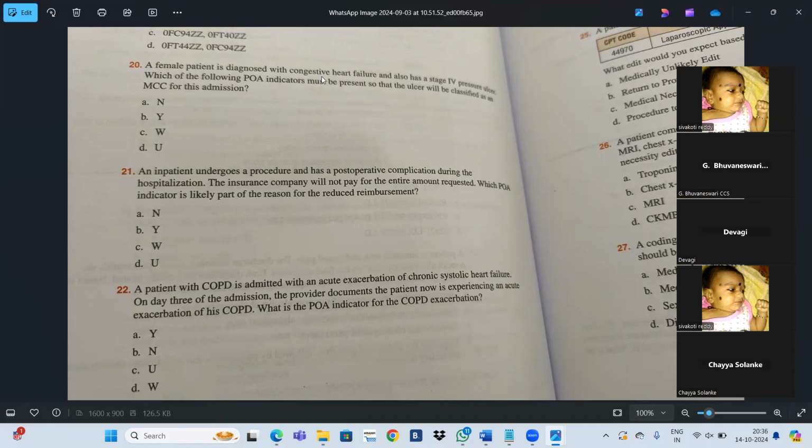Understand the question, okay? An inpatient undergoes a procedure and has a post-operative complication during the hospitalization, which means the post-operative complication developed during the hospitalization. The insurance company will not pay for the entire amount requested. Which POA indicator is likely part of the reason for the reduced reimbursement? N? Or because of insufficient documentation?